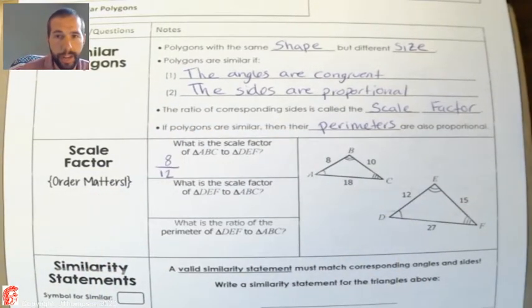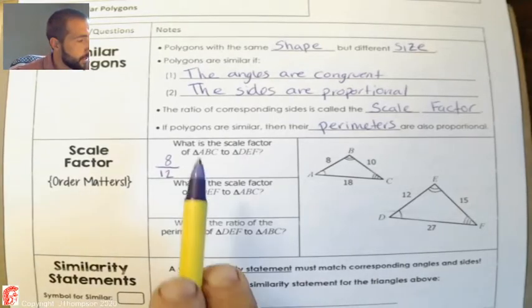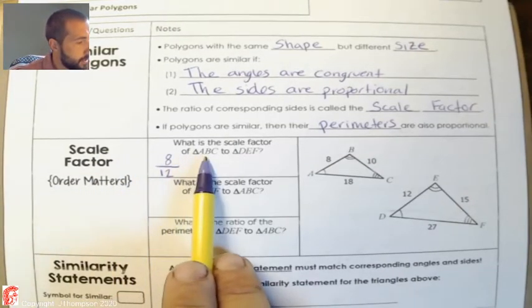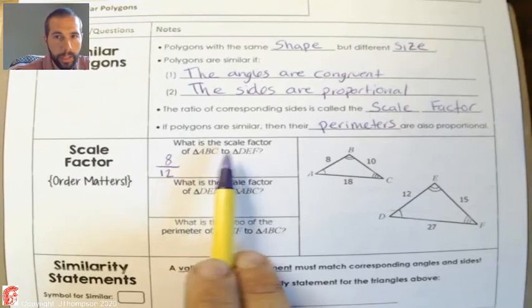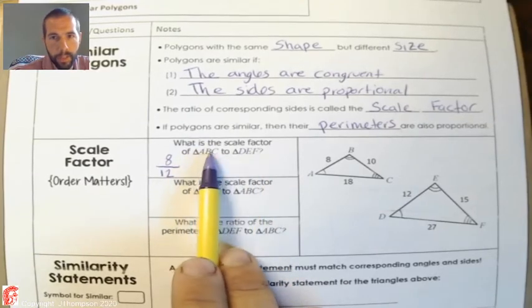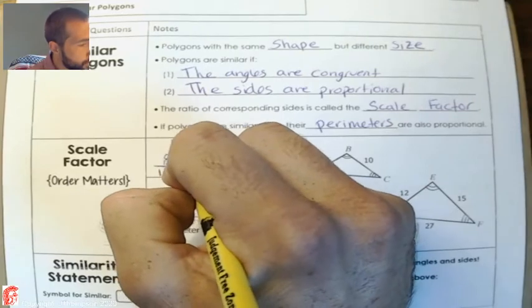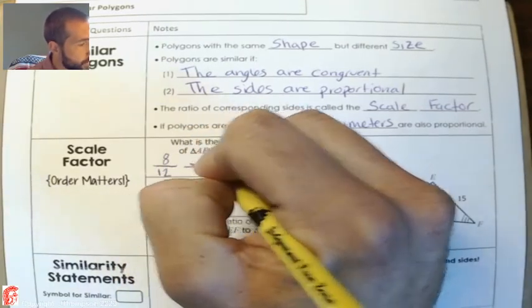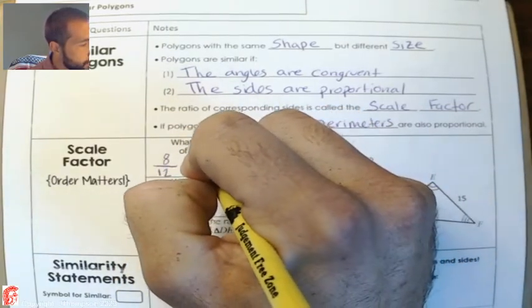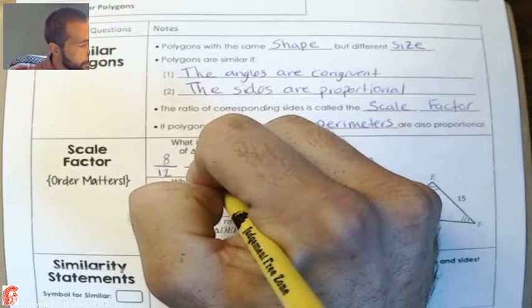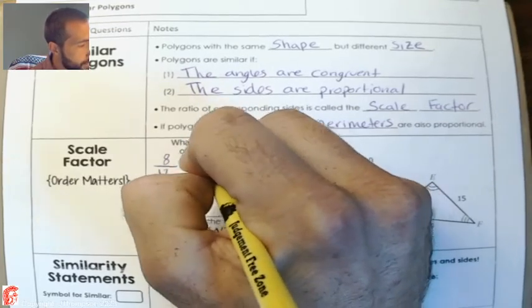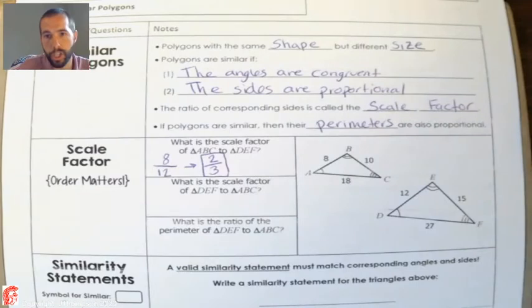And then we just reduce that fraction. The important thing here is ABC is the smaller one, DEF is the bigger one, so the small number has to go on top of the big number. So 8 over 12, they both reduce by dividing by 4, and that would reduce to 2 over 3. So that's called the scale factor. It's got a 2 to 3 ratio, those two shapes.